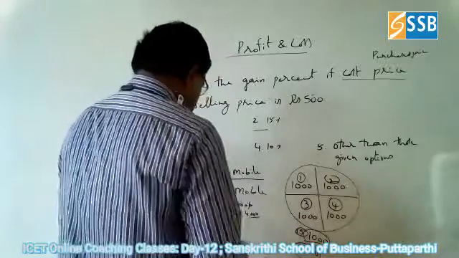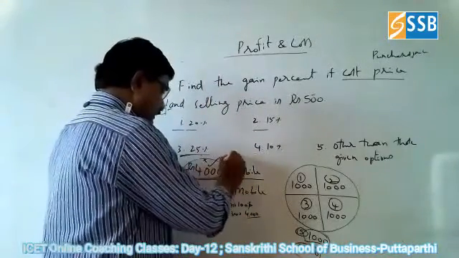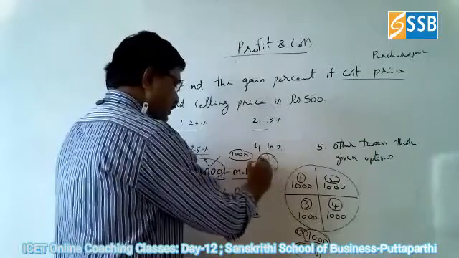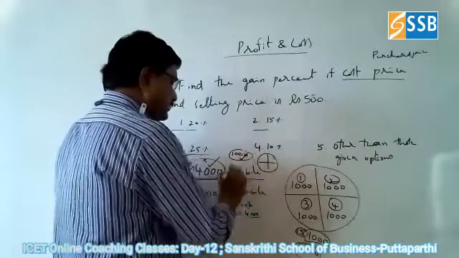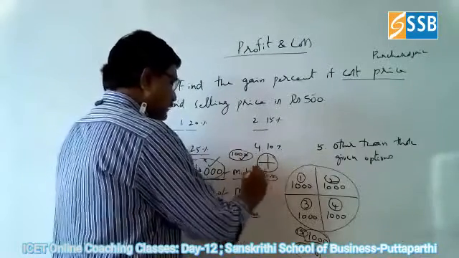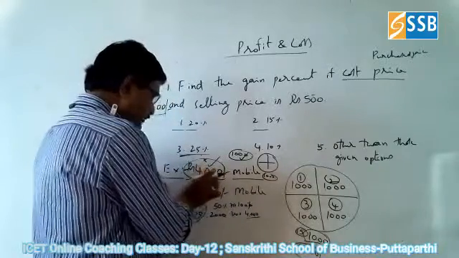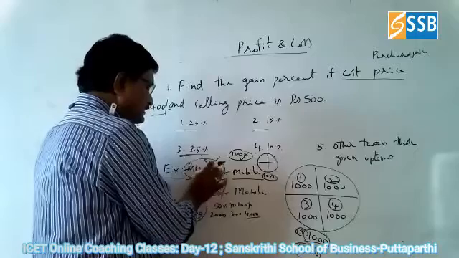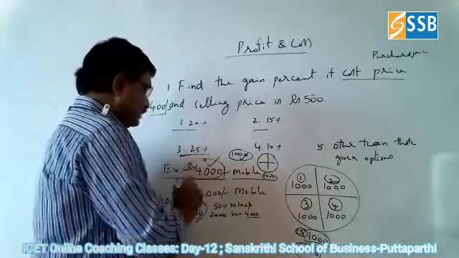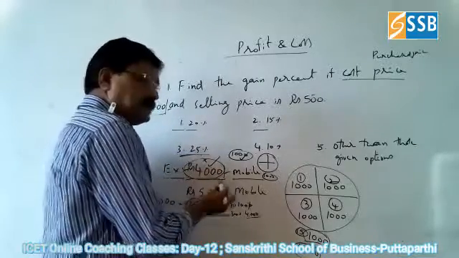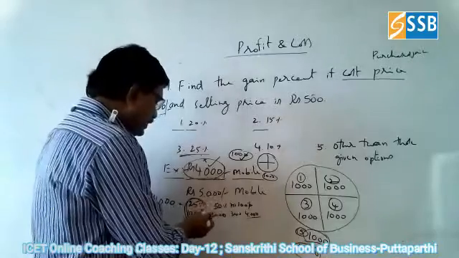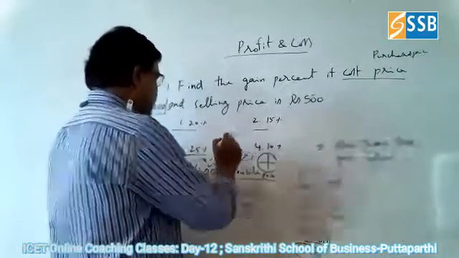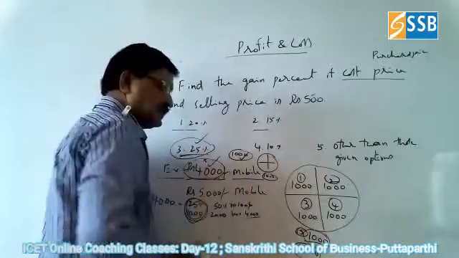So out of 4 parts, he added 1,000 rupees extra, one part extra. If you divide 4,000 by 4, 1,000 rupees is one part. So 25% is 1,000. He added 1,000, so he added only 25%. So 25% is the answer for the first one.